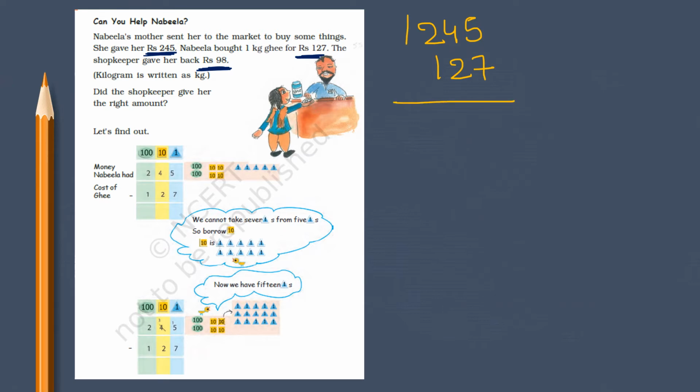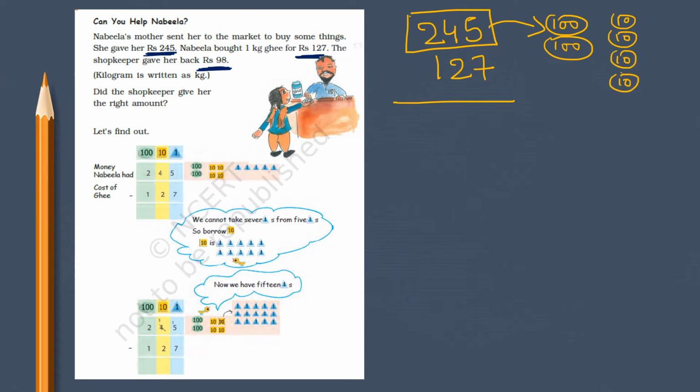Okay, we write the top number as 2 hundreds, 4 tens, and 5 ones. Okay, now we have 5 ones, and we need to subtract 7 from that. How can we do that?